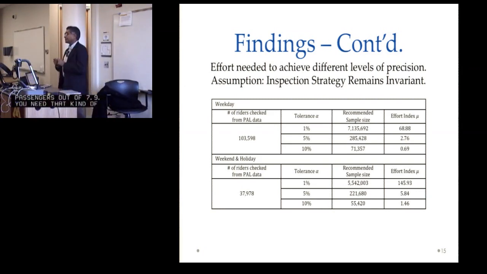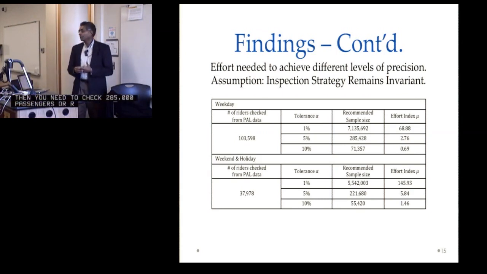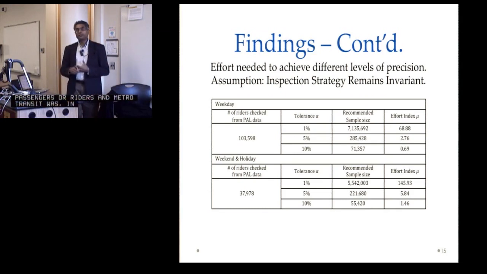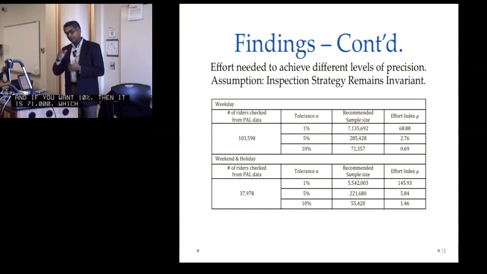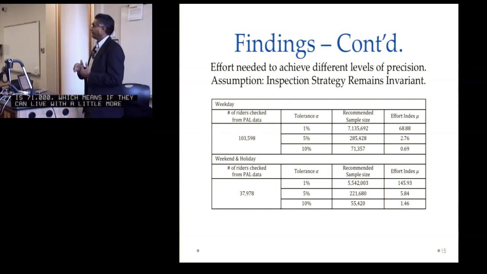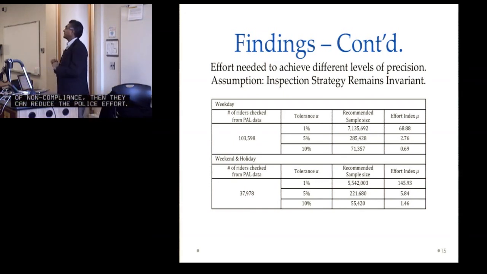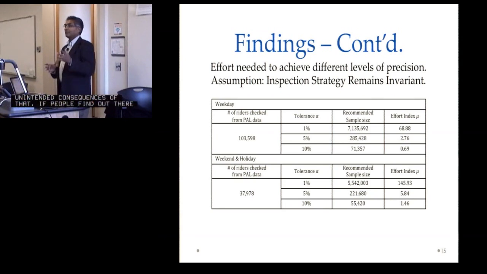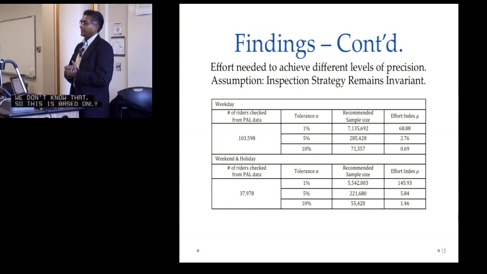If you want 5% accuracy in your non-compliance testing, then you need to check 285,000 passengers or riders. And Metro Transit, in 2012, at the rate they were checking, would have checked 103,598 rides. And if you want 10%, then it is 71,000, which means if they can live with a little more inaccuracy in their estimate of non-compliance, then they can reduce the police effort. Now, there could be some unintended consequences of that. If people find out there are less police, it may be that the evasion rate might go up. We don't know that. So this is based only on extrapolating what we had in the data at that time.